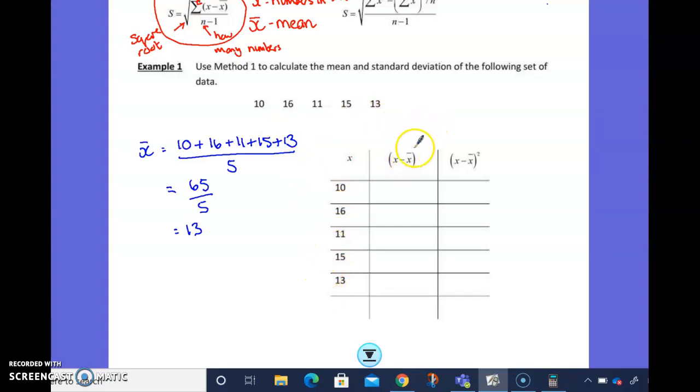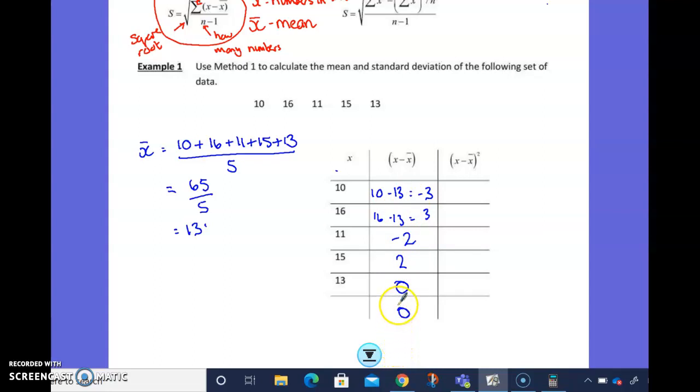We're then going to do X take away X bar. That's X take away the mean. That's whatever number we've got in here, take away 13. So the first one, I would do 10 take away 13, and I'd get negative 3. We then do 16 take away 13, and I would get 3. And so on. So 11 take away 13 is minus 2, 15 take away 13 is 2, 13 take away 13 is 0. If you add up this column, this is just a good idea as a check, as long as you haven't done any rounding here, you should get 0.